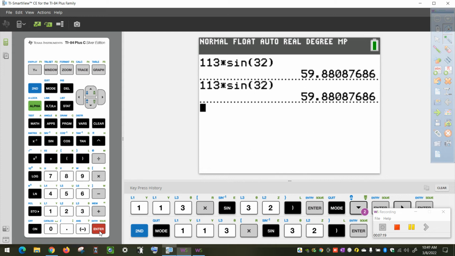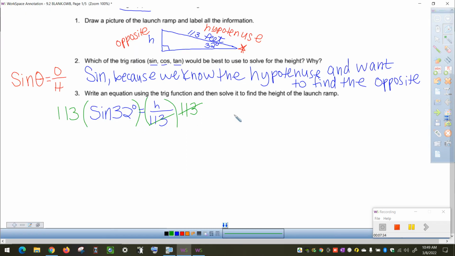If you have a scientific calculator today, if you're not sure how to turn it into degrees, we'll have a little time here at the end of the lesson. Just raise your hand, call me over, and I can look at that process with you. All right, so let's go ahead and transfer this to our paper. So it was about 59.9 feet is our final answer.